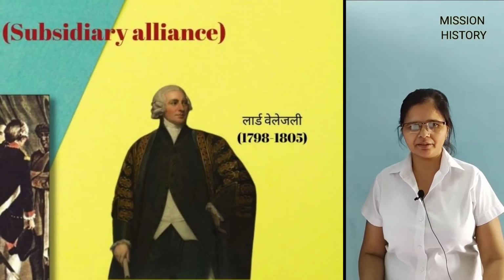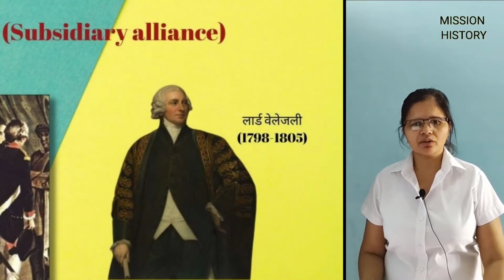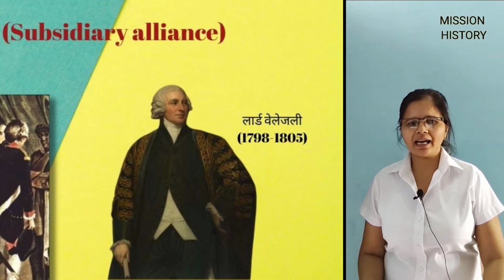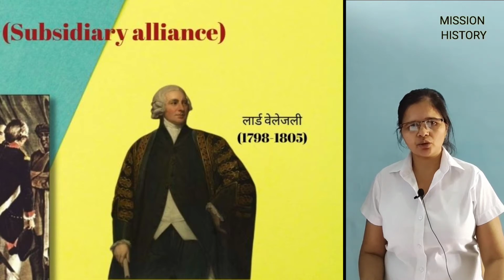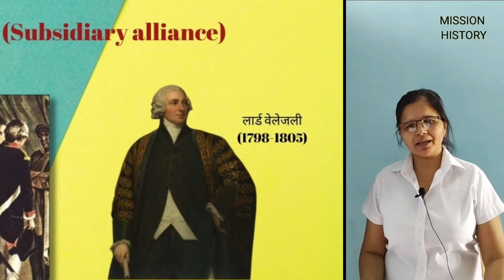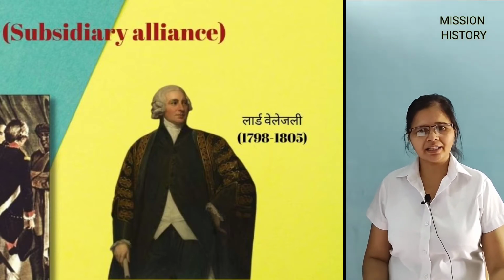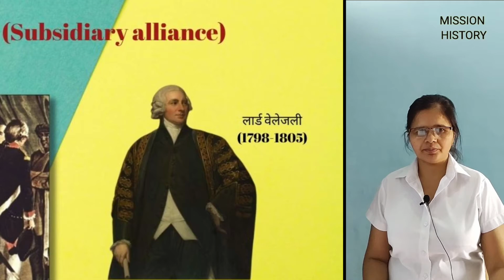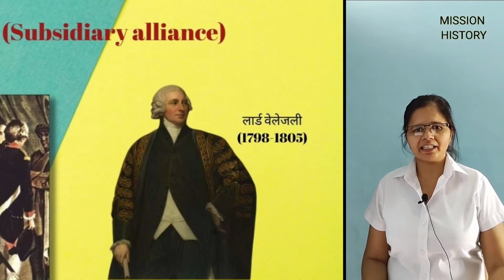control Indian territory. The first device was subsidiary alliance. The subsidiary alliance was an alliance between Indian states and the British East India Company. It was introduced by French East India Company's governor Joseph Marquis Duplessis much prior than Lord Wellesley. But Lord Wellesley used this subsidiary alliance to expand the British Empire in India. That's why his name is associated with it.